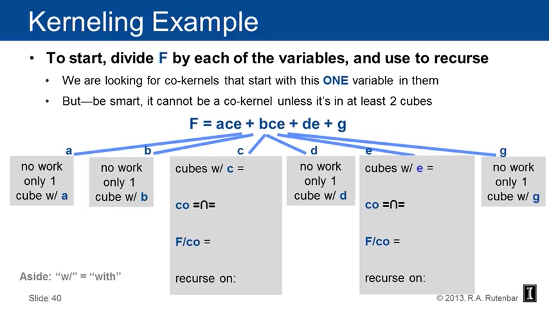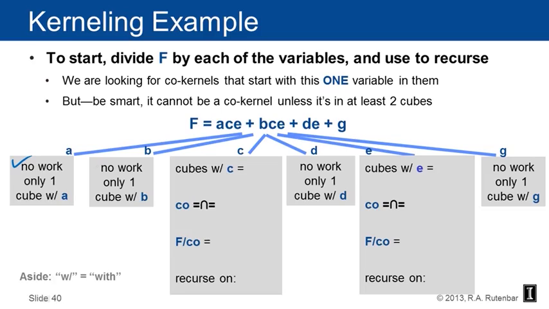So think of this as we're looking for co-kernels that start with this one variable in them, and then by recursing down, we'll be able to find everything. So we take f, and the first thing we say is, all right, let's go look for all of the cubes that have an A in them. The answer is there's only one cube with an A in it, and what we know from the theory that we've got right now is that if there's not at least two cubes, there's nothing worth doing. And so there's no work to do, and we just stop there.